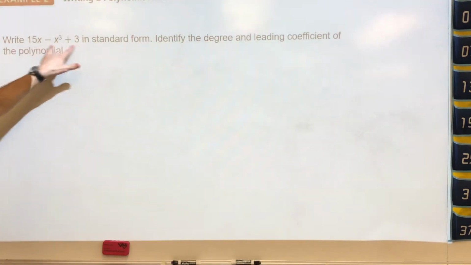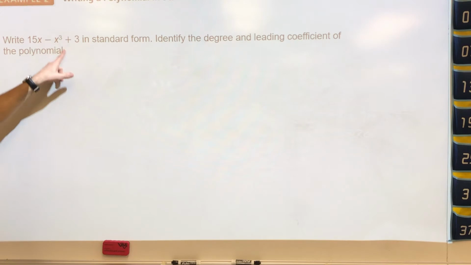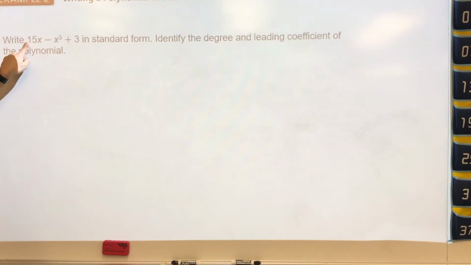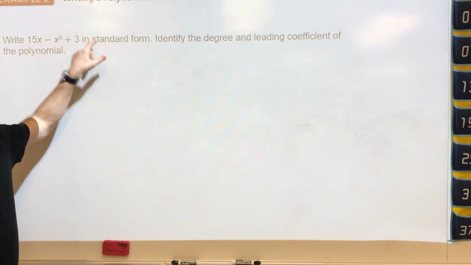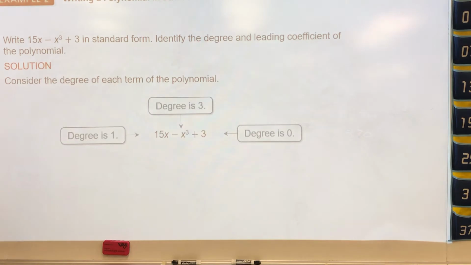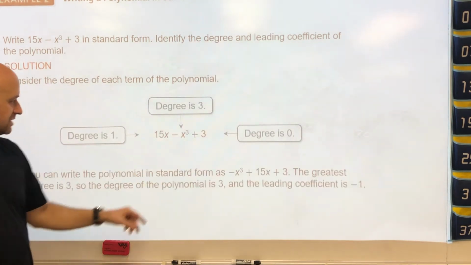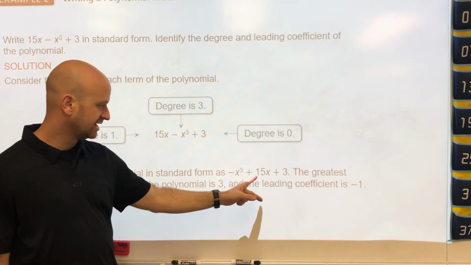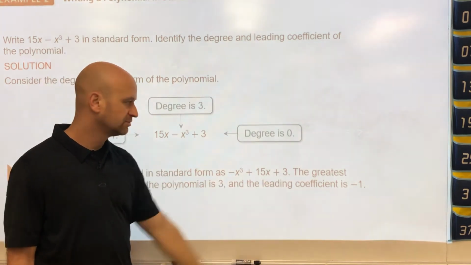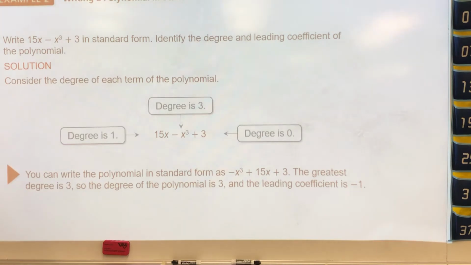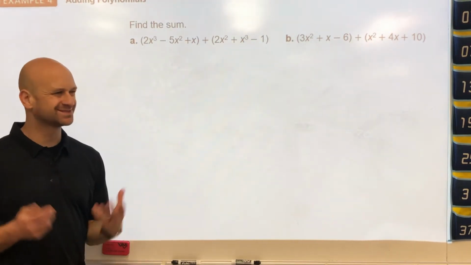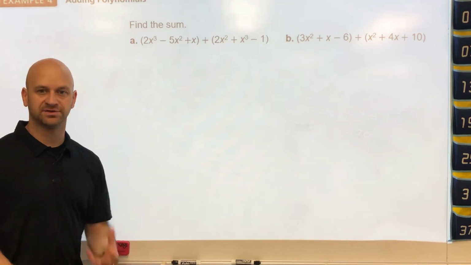All right, so in this case we have here, so we look at degrees first, and we want the 3rd degree first, but the negative has to go with it. This would be second, and that would be positive, and then we have the constant here, which is 3, okay? So in standard form, we do negative x cubed plus 15x plus 3, okay? All right, now, how do we add these up? When we add polynomials, this is just a fancy way of saying combining like terms.